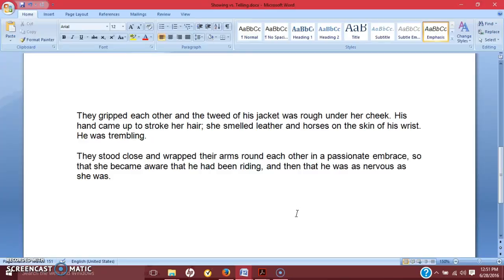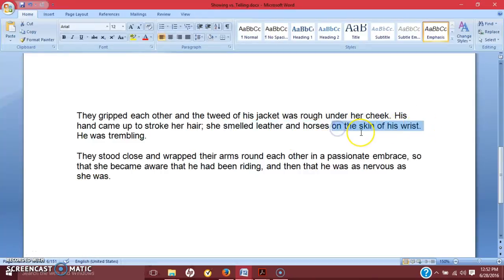Okay, so which sentence would you guys say is showing? This one might be a little bit harder, but hopefully you're getting the concepts. This is the showing sentence. Why? Again, what detail would you pick out? So when you're thinking about the details, think about the things that you really remember when you leave the story. So I remembered the tweed jacket. I also remembered the smell of leather and horse on the skin of his wrist.